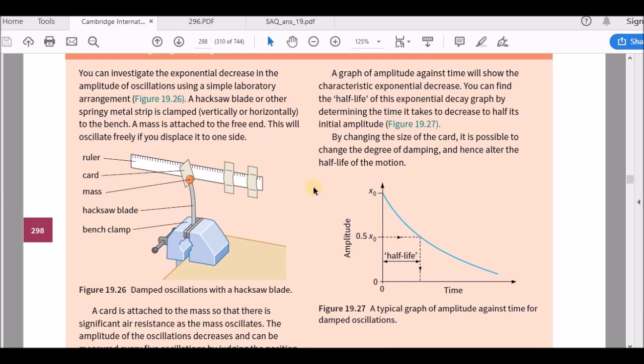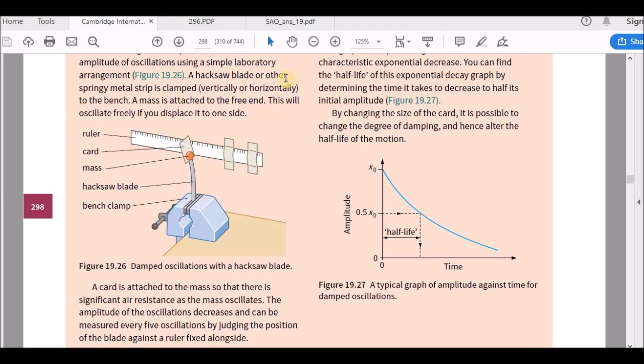Very easy. You can investigate the exponential decrease in the amplitude of oscillations using a simple laboratory arrangement. A hacksaw blade or other springy metal strip is clamped vertically or horizontally to the bench. A mass is attached to the free end. Now see, this ruler is not hanging there, it's fixed to the wall. You can see, using the tape, the ruler is fixed to the wall. You are not just holding it with your hand. It has to be fixed.